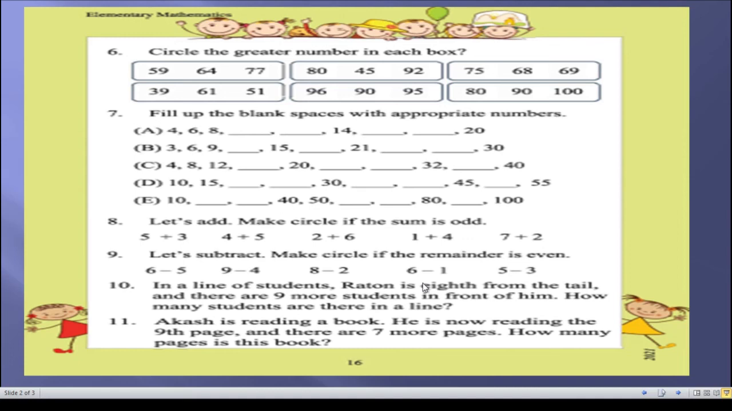If we see the next math, we can see 6 minus 1. What is 6 minus 1? 6 minus 1 is equal to 7, and 7 is not an even number, so you should not make a circle because 7 is an odd number.